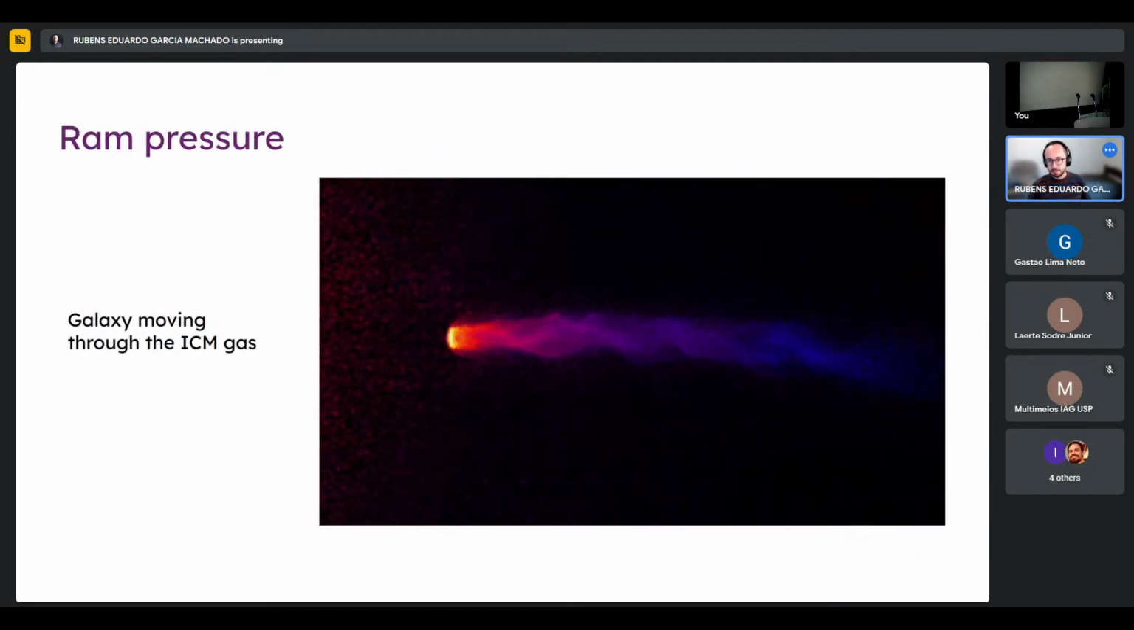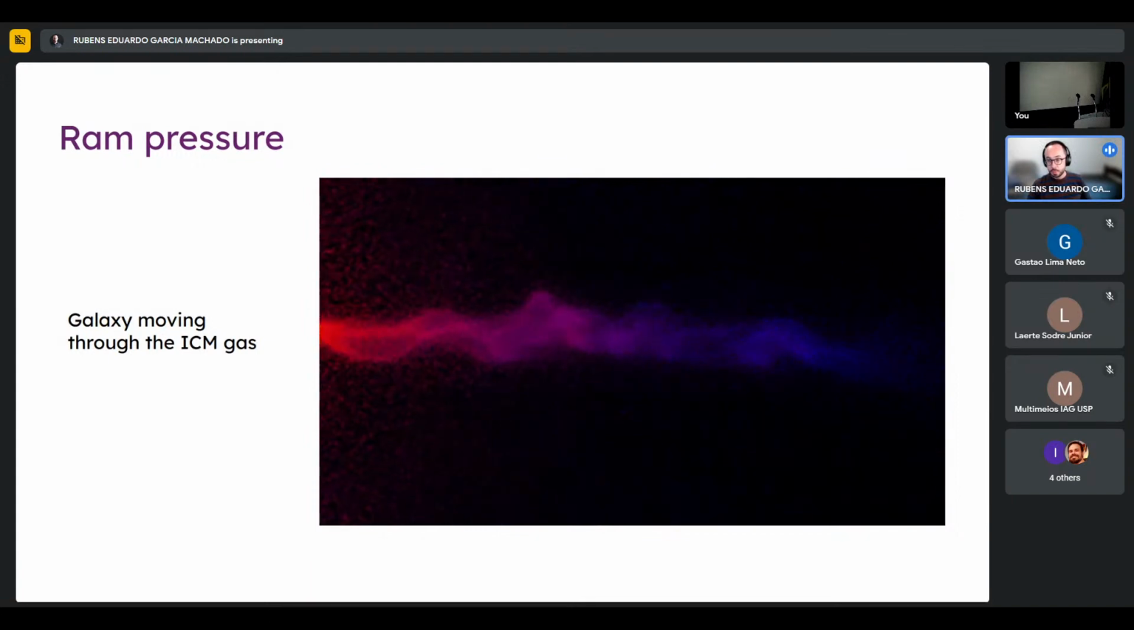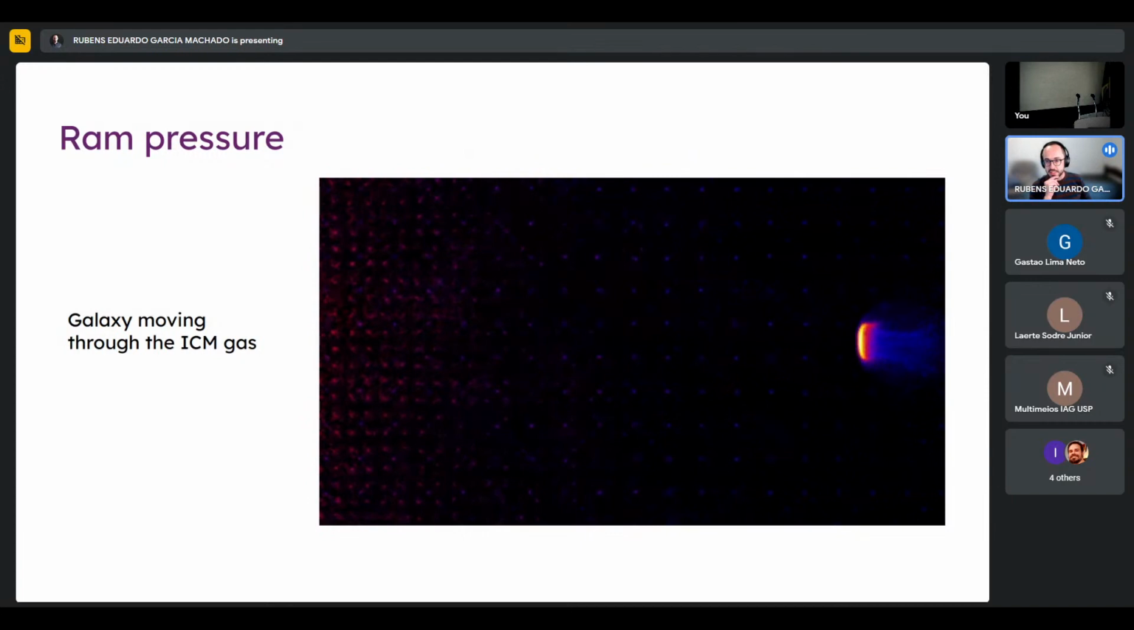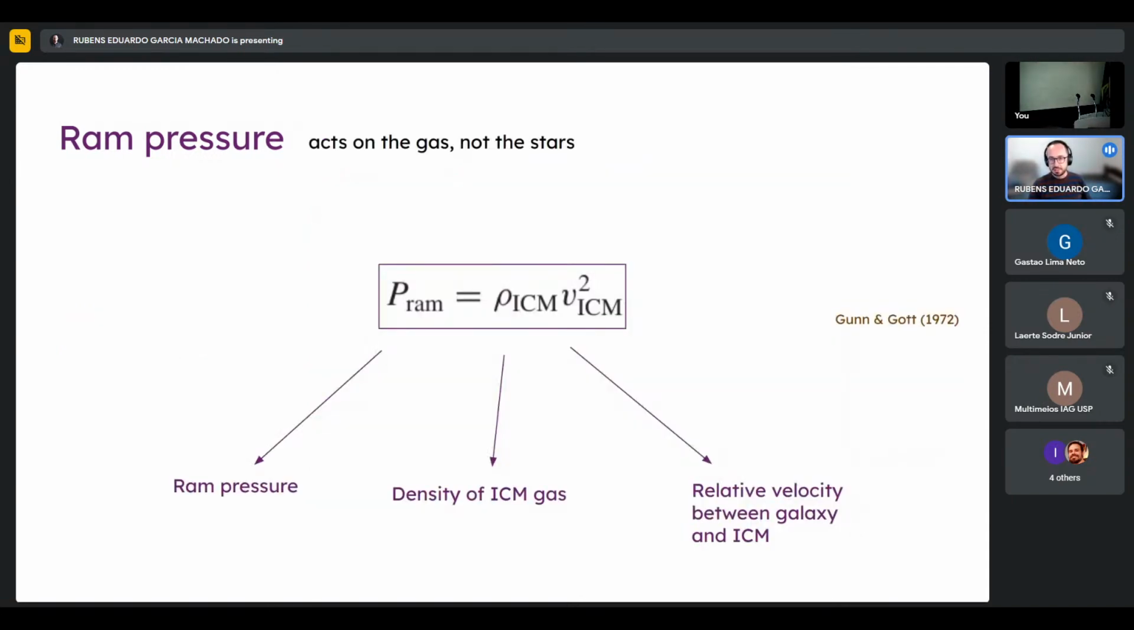Now, as the galaxy moves through the gas of the intracluster medium, it gets part of its gas removed due to this mechanism of ram pressure. This is just a brief illustration of a generic simulation showing here the density of the gas. The ram pressure mechanism regards gas acting upon gas. So this is to say that this is a wind that acts on the gas of the interstellar medium. In other words, the wind due to ram pressure does not blow stars away from the galaxy, but only the gas. The ram pressure depends both on the density of the intracluster medium and on the relative velocity between the galaxy and this gas.